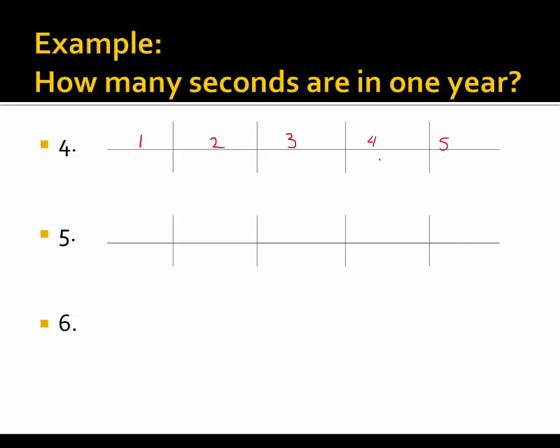So let's take a look at what we're going to put. We're going to put all my stops at the top. So I start with years, and I'm going to end with seconds, right? That's what I'm given. That's what I'm looking for.